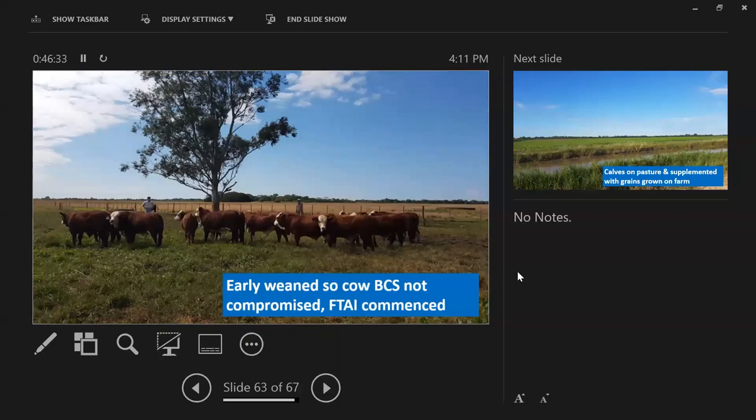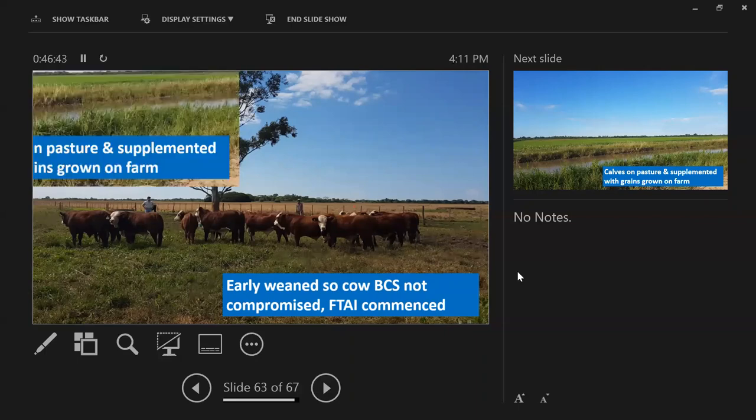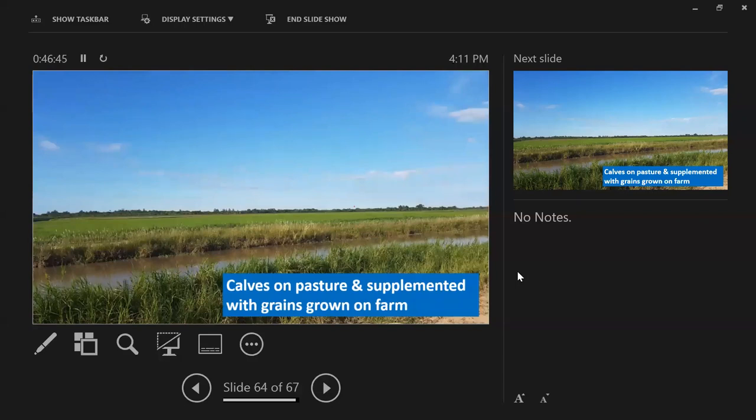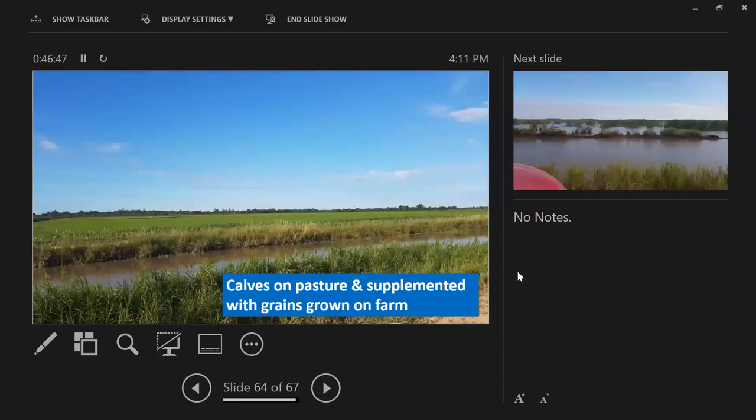They also early wean all of their cows so their body condition is better for rebreed. They early wean them at about 3 months of age onto pasture, but they're also supplemented with a bit of grain. All of the grain is actually grown on their own farm, and there's multiple different types of crops that they grow.